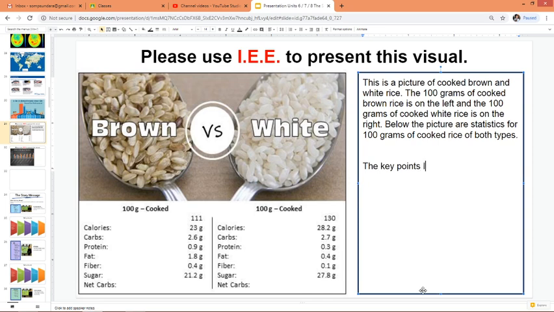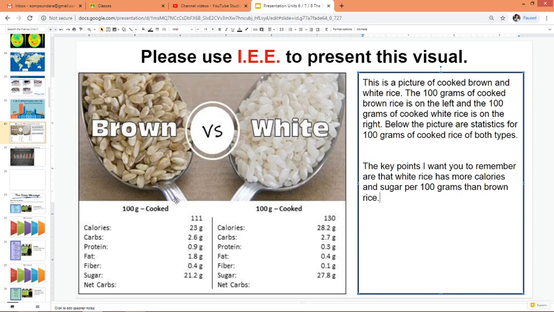Key points I want you to remember are that white rice has more calories and sugar per 100 grams than brown rice.